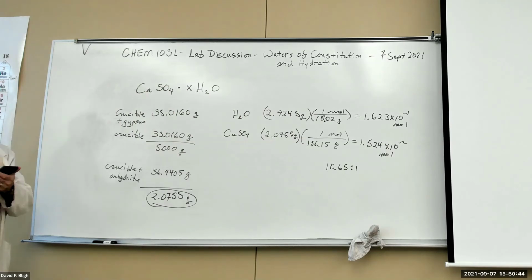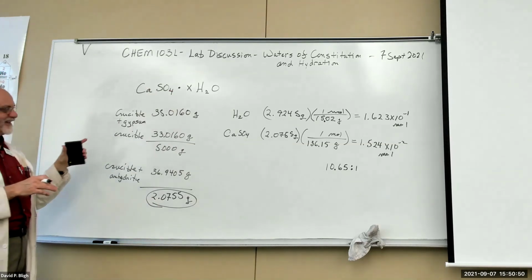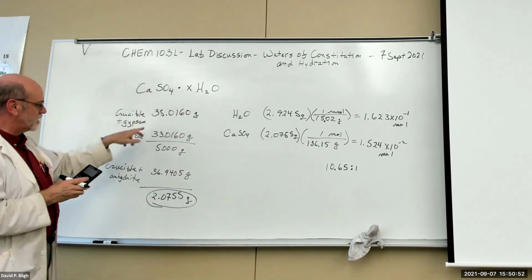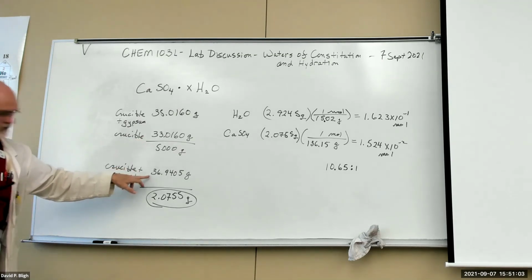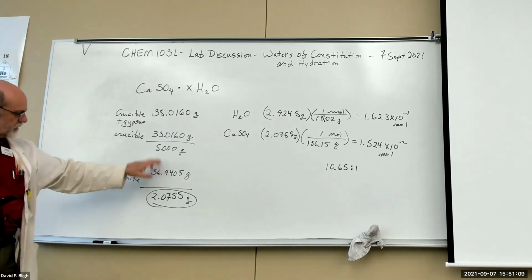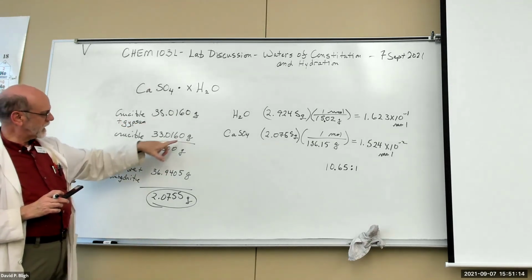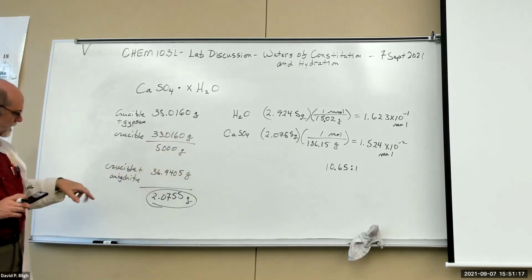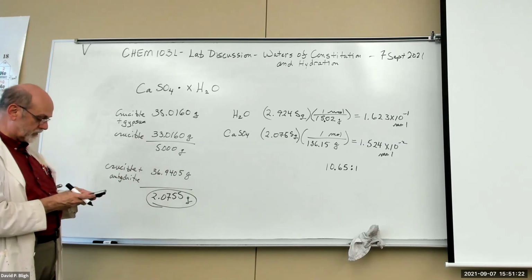Why do I know that? Because I know what that number needs to be. So let me check my math here. This is right here, isn't it? 38.0160 and 33.0160, the crucible. And then 36.9405. Yeah, those numbers are right. Those all cancel out, so that's correct. This one needs to subtract that number, so let me do that. I did that in my head, and that's probably where the error is.